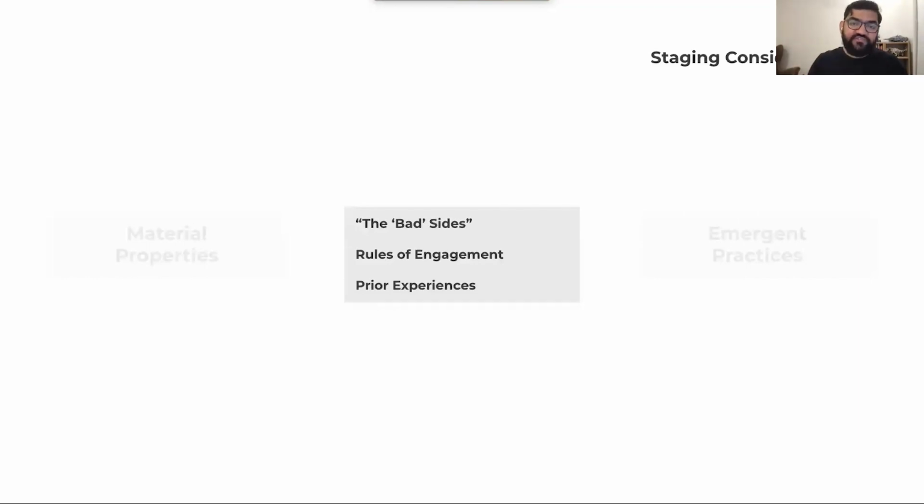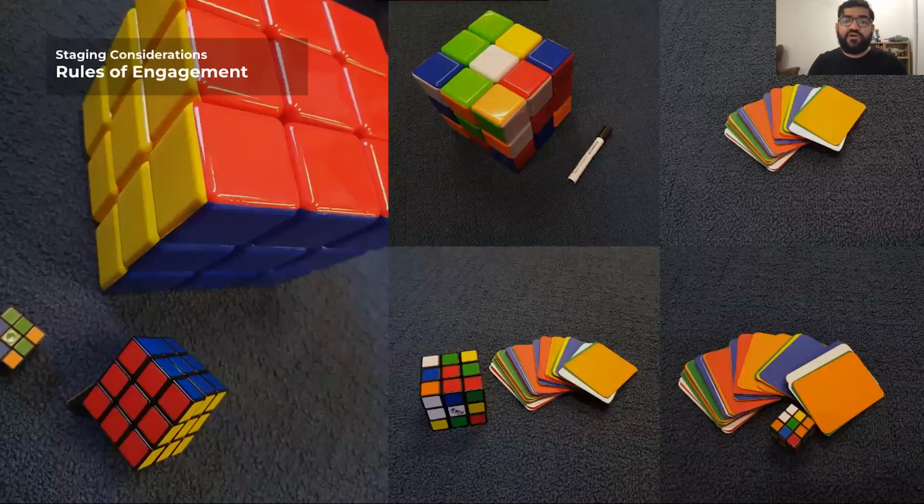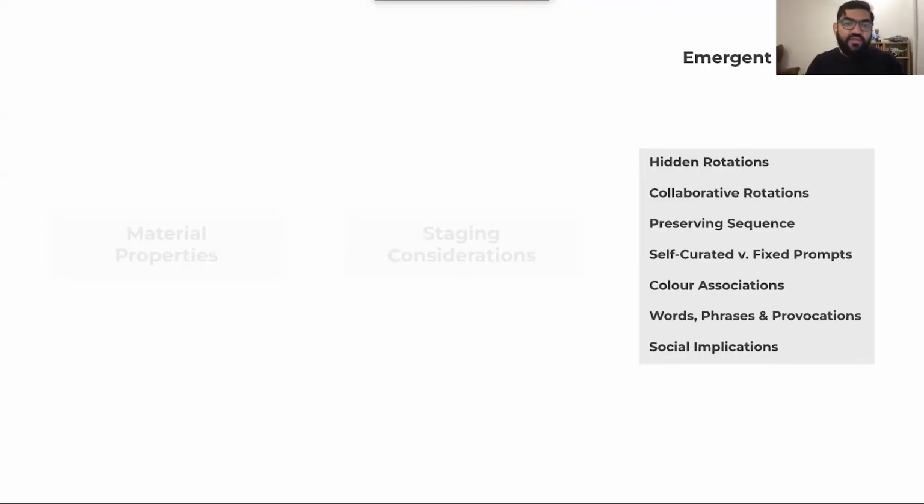The staging considerations refer to how the design materials are presented to the participants. For instance, participants commented on the importance of how cubes would be presented within an activity. Would they be scrambled or solved? Would there be a preset set of instructions or rules for engagement, or would it be used more as an open-ended material? Emergent practices illustrated the ways in which participants engage with the materials, identifying design application possibilities.